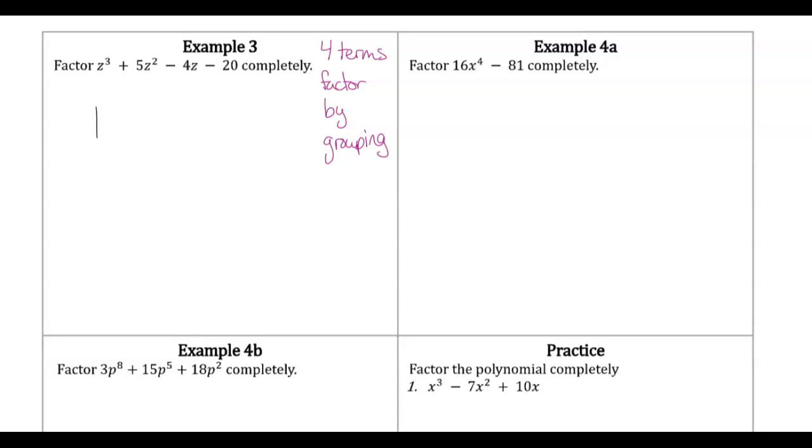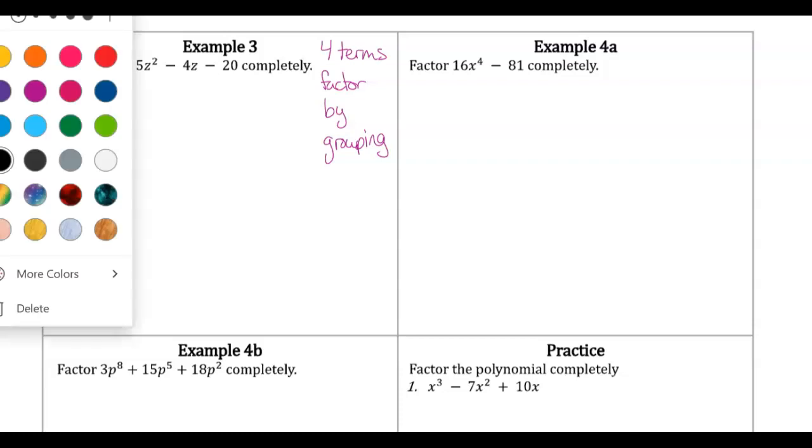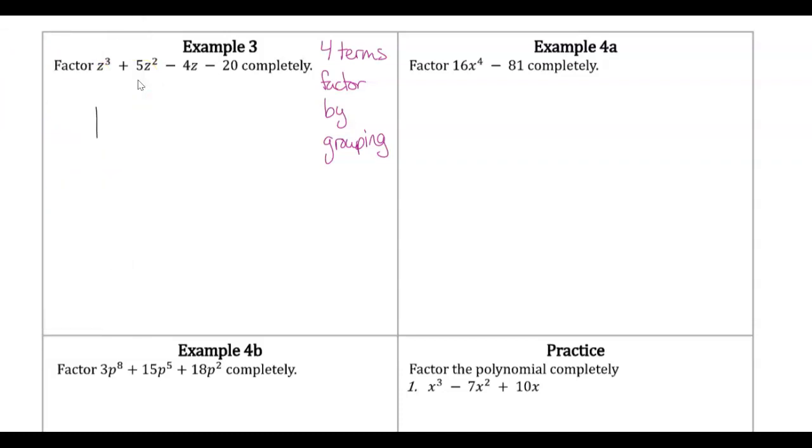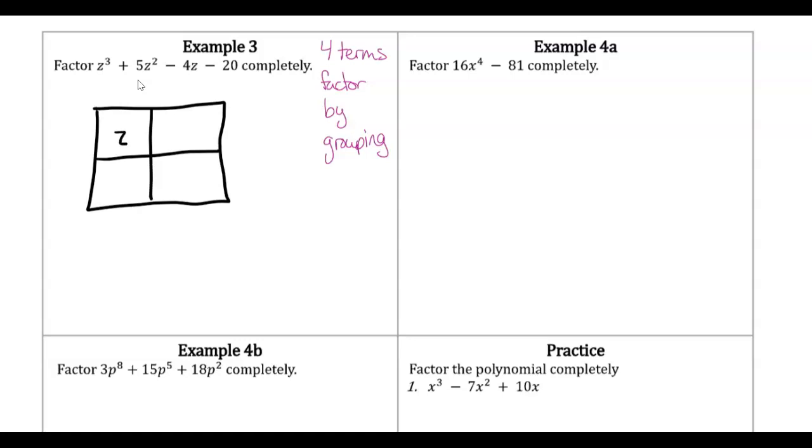What I'm going to do is draw a box with 4 places. Now, when there's 4 terms, you don't have to do what multiplies to AC and adds to B. That whole thing is when you're factoring a trinomial, meaning 3 terms. So you put each term in a box. You have z cubed plus 5z squared minus 4z minus 20.